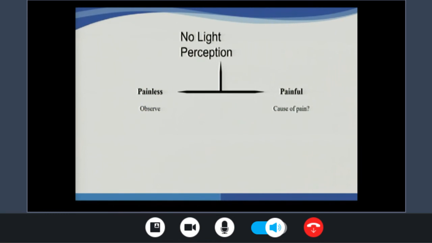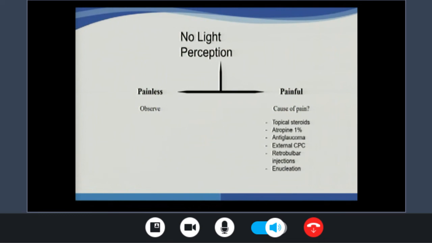Either the patient is complaining of pain or no pain. If the patient is not complaining of pain or is asymptomatic, you can observe and take care of the other eye. If the patient is complaining of pain, you have to know the cause of pain. Is it due to ocular surface disease, microbial keratitis, pseudophakic bullous keratopathy, or is it due to high IOP?